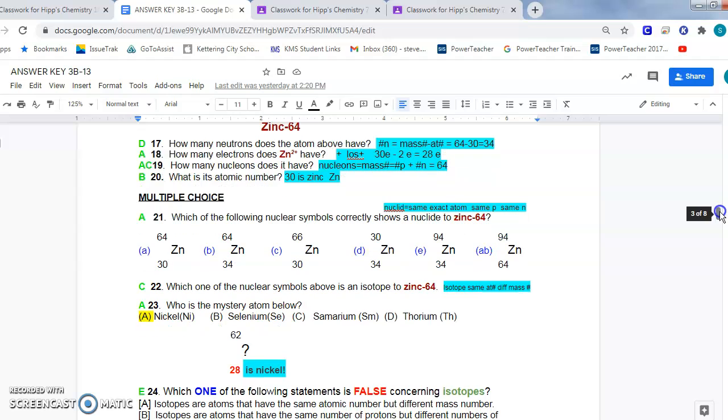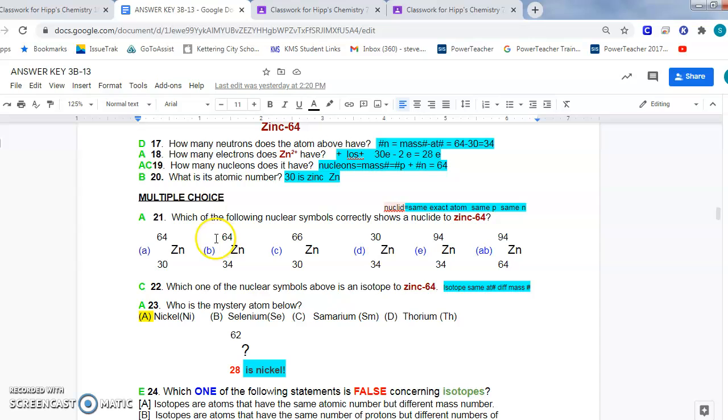Next group, number 21. Which of the following nuclear symbols shows the nuclide zinc 64? Remember, nuclides are the exact same atom, so they are identical twins. They're saying which nuclear symbol is an identical twin to zinc 64. Remember, in nuclear symbol format, the number that goes as a superscript is the mass number. The number that goes as a subscript is the atomic number, or number of protons. That's the way they must do it when they write a nuclear symbol.